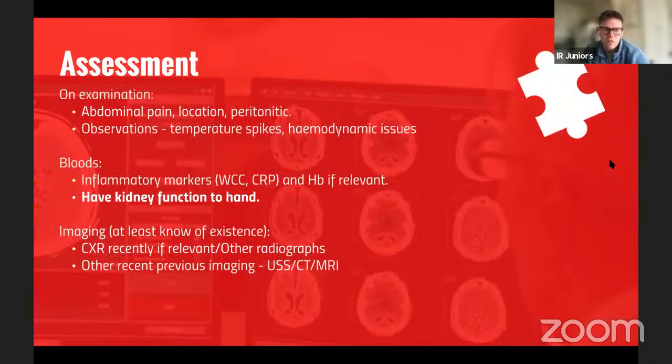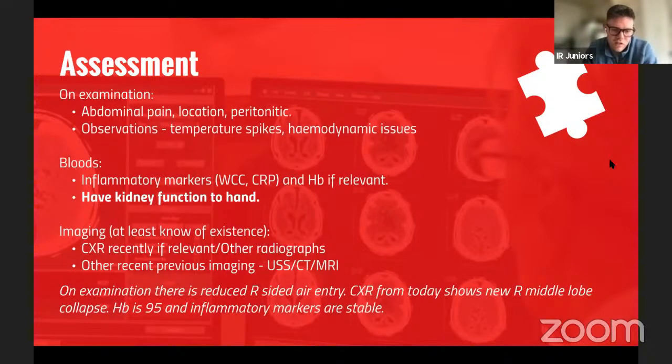So the assessment then is moving on to the examination, what other imaging and what bloods have come back so far. Do they have abdominal pain? Are they peritonitic, if it's for a CT abdomen? Observations, how unstable are they? Bloods, looking at the white cell count and inflammatory markers, or if there's a bleed suspected, talk about the hemoglobin. And then the kidney function, as I've mentioned on several occasions now, have that to hand. Imaging: if they've recently had any other imaging that might be relevant, do have a quick look at that and the reports before you have these discussions if possible.